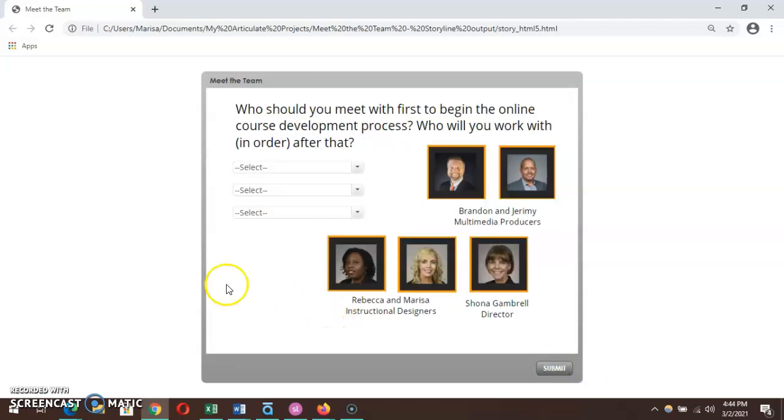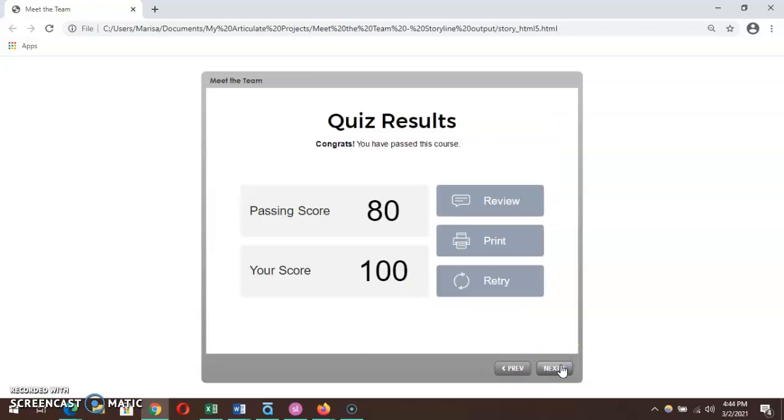Finally, there is a short quiz at the end. This question simply asks who they should work with in what order. So if they have listened to the information and read the info, this is the order they will choose, and then hit submit and find out the results.